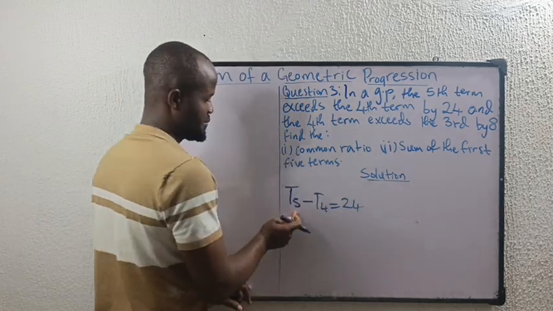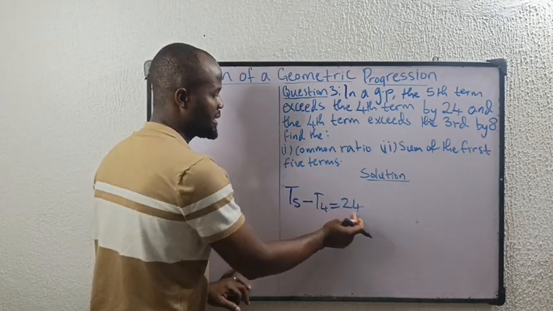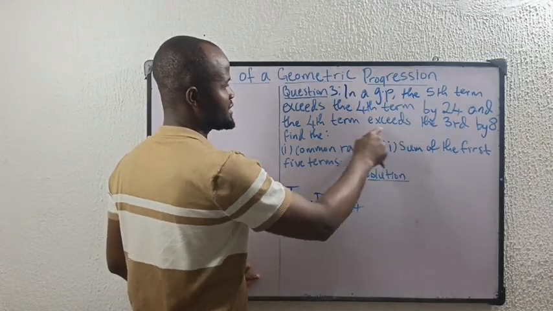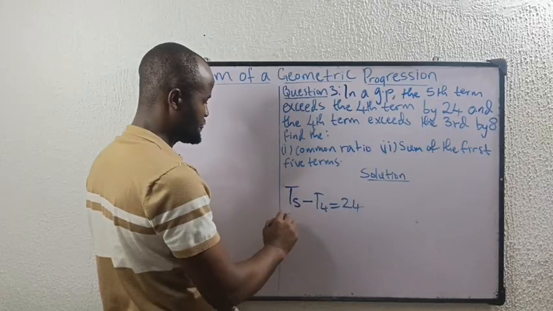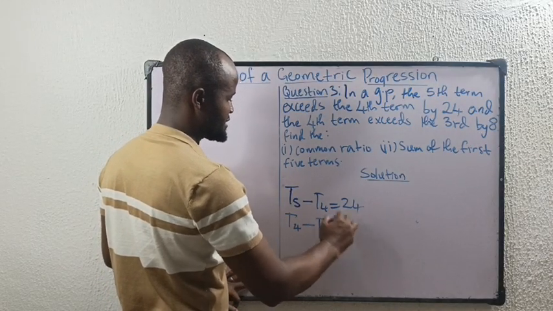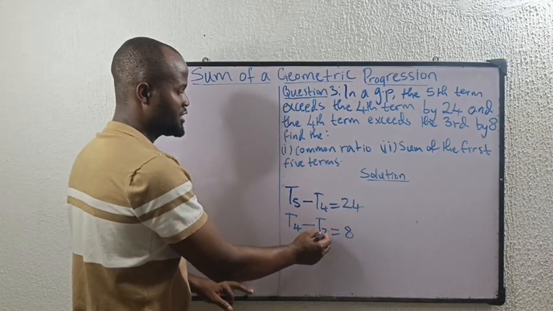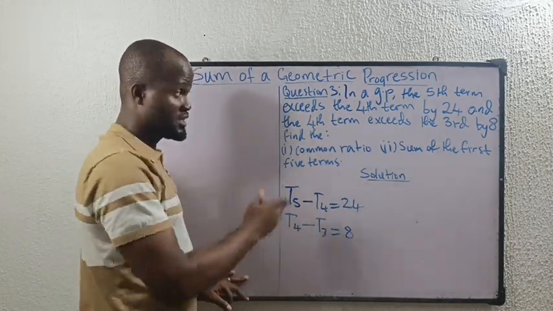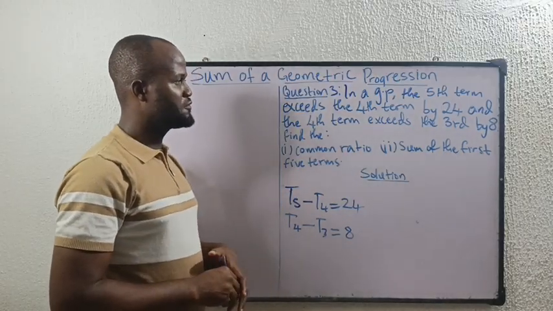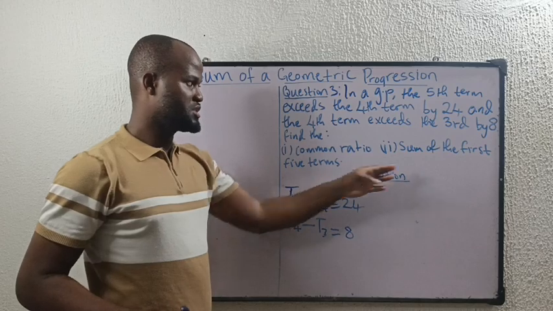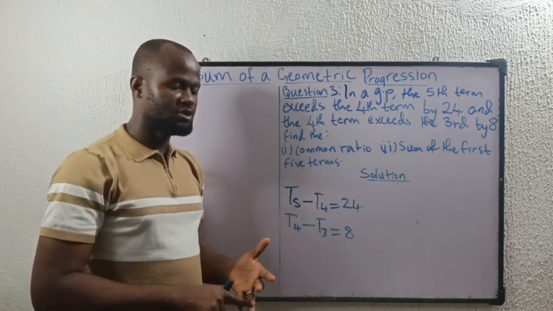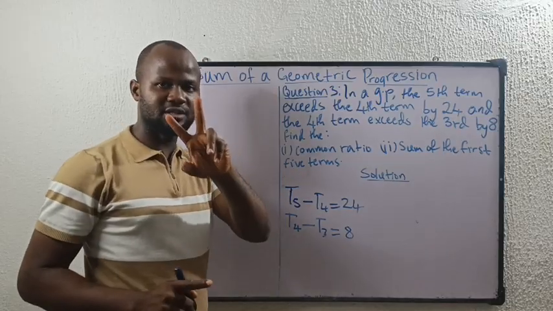So exceeds means we can turn it into a subtraction. The fifth term exceeds the fourth term by 24. This is what it means. And in the same way, the fourth term exceeds the third by 8. So that means T4 minus T3 equals 8. So these are what these two statements are. Now we're going to bring out the expression, because for us to find the sum of the first 5 terms, which is the second question, we need to know what the common ratio is and what the first term is. So they've given us information that can help us find these two.